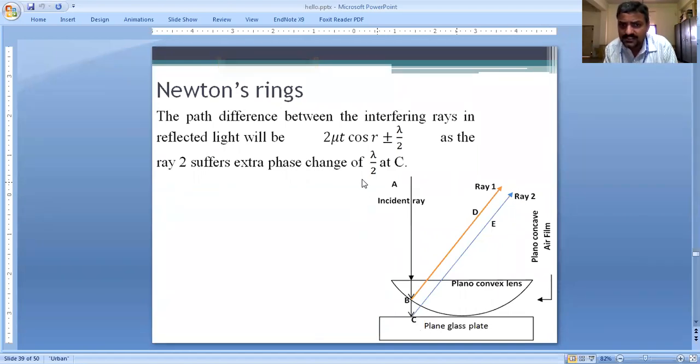So the geometric path is 2 mu t cos r and the extra phase created path is lambda by 2. You can take plus or minus, it's arbitrary, right? So I have explained it here. Ray 2 suffers an extra phase of pi at C. Clear? So here we have a path difference both in terms of geometric and optical. Fine. I'll move you to the next slide.